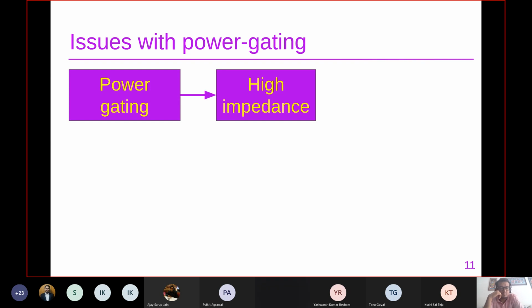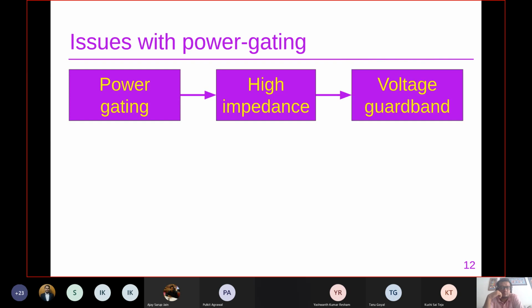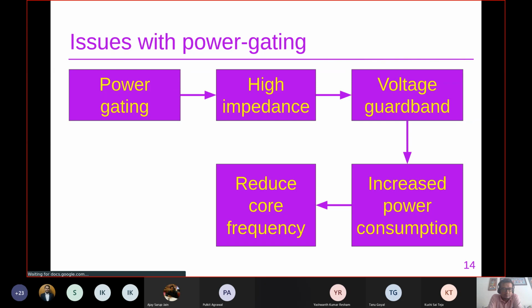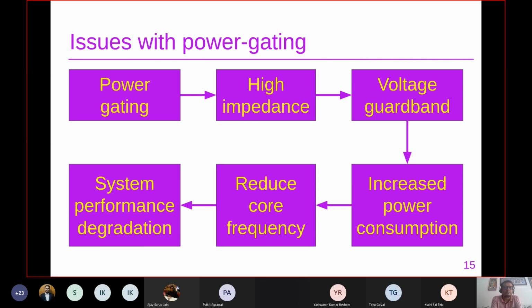So then we need to look after the voltage drop across this impedance, and that is why designers introduce this voltage guard band into the picture. Okay. And when you introduce the voltage guard band into the picture, unfortunately the power consumption increases. And when the power consumption increases, then the power budget for active cores reduces. And then to run the active cores within the power limit, we need to reduce its frequency. And when you reduce the frequency, then it leads to performance degradation.